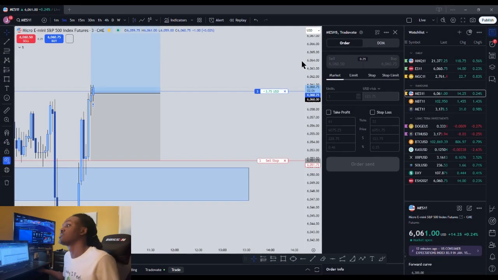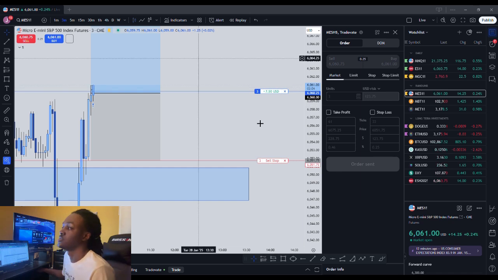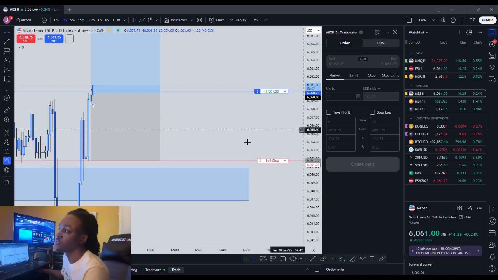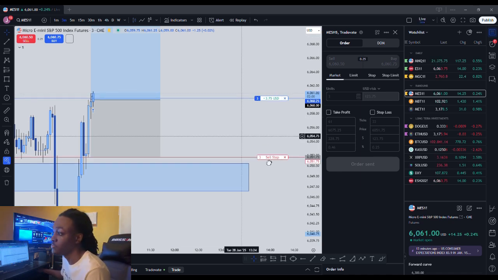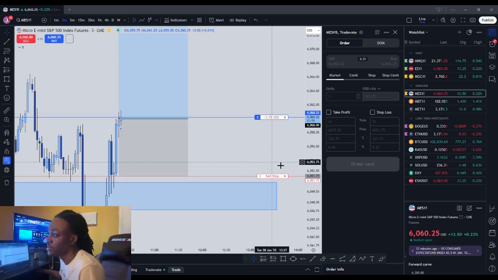All right, so I wasn't able to get the part where I pressed the button to enter, but as you can see, I got a pretty wide stop loss, but it makes sense, so I'm not too mad at it.